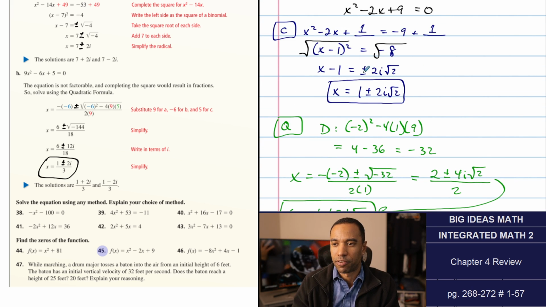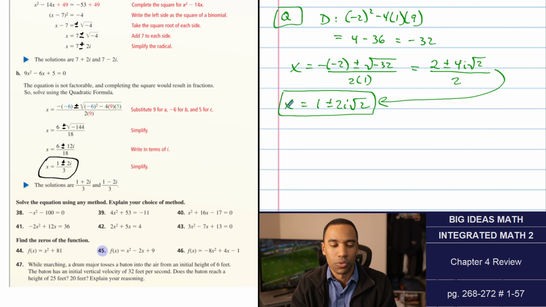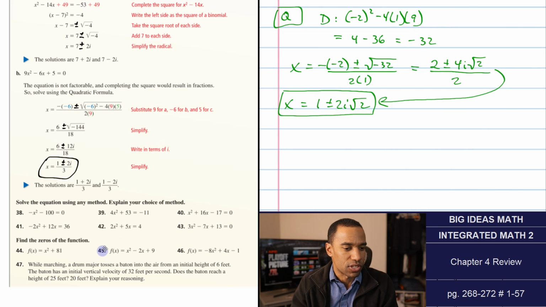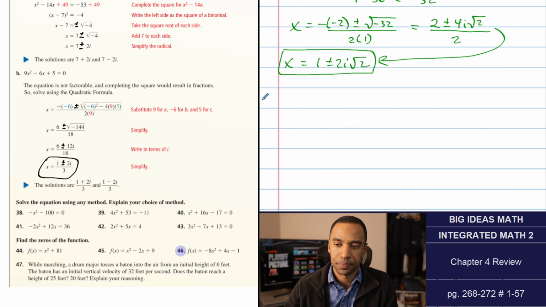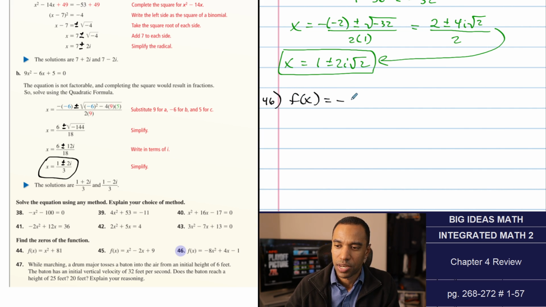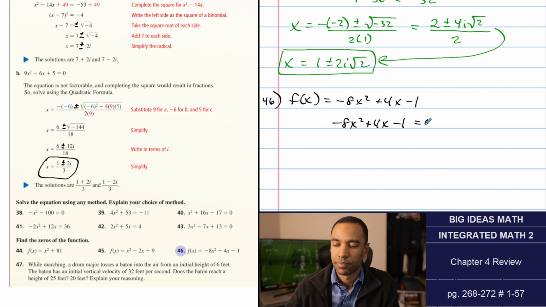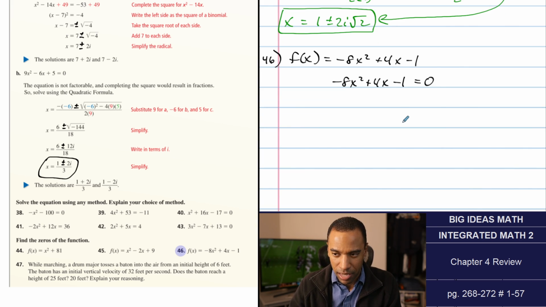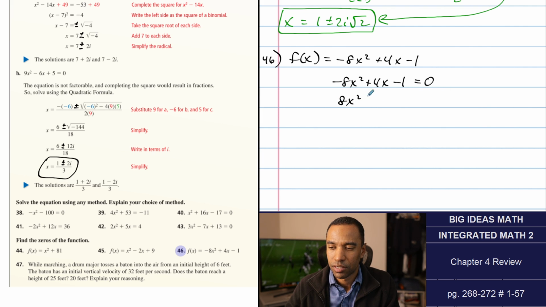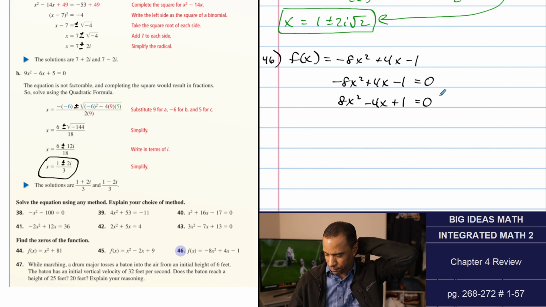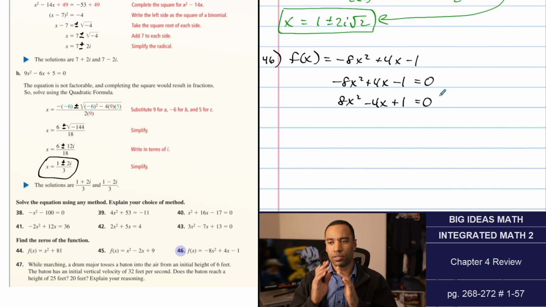Yeah, I'd still say that was more difficult than completing the square. Larger numbers to simplify. And then number 46, and then a word problem, which I have no idea what will happen there. Number 46: f of x equals negative 8x squared plus 4x minus 1. Let's set this equal to 0. I am also going to divide everything by negative 1. I'm not dealing with it. Not factorable. Wait.